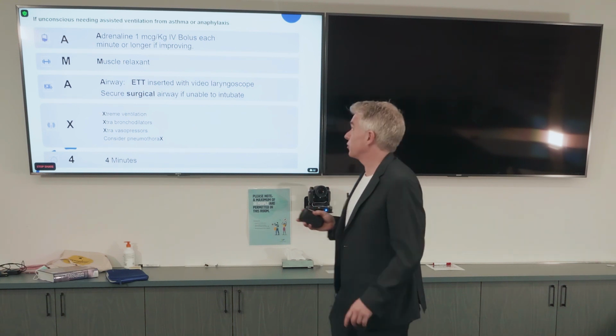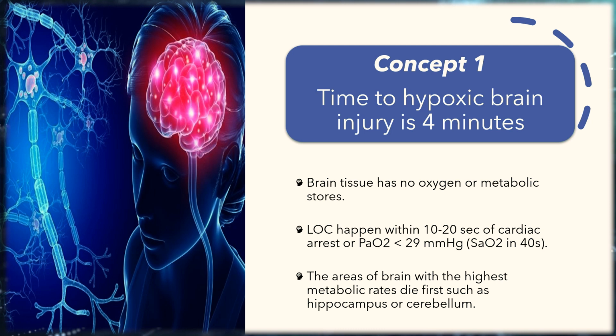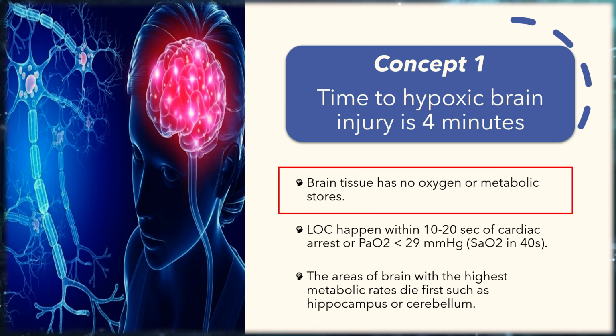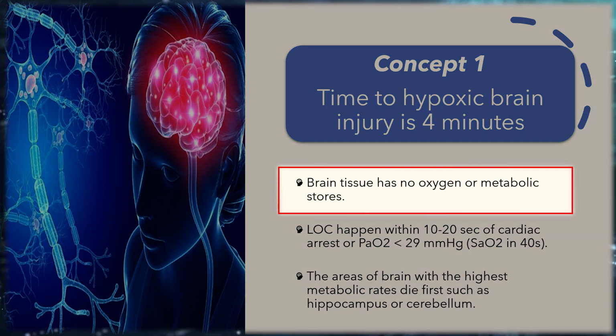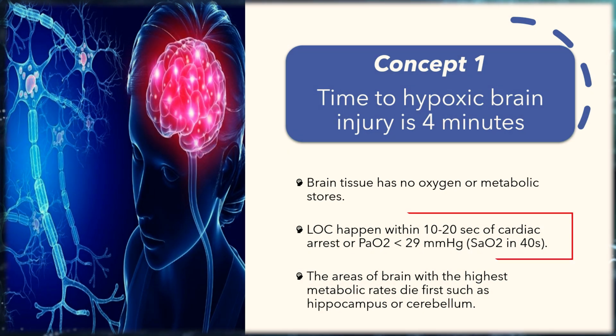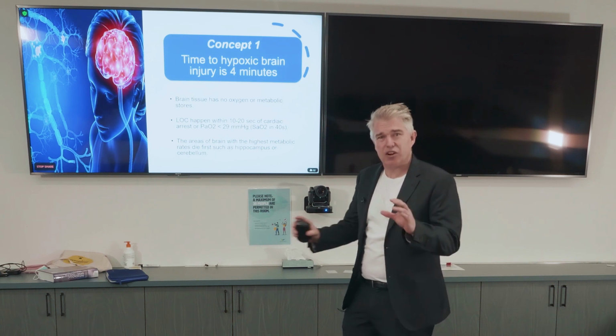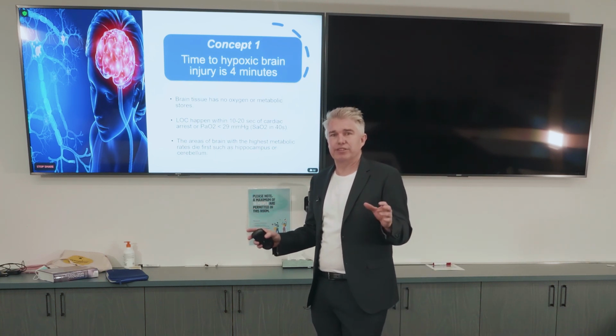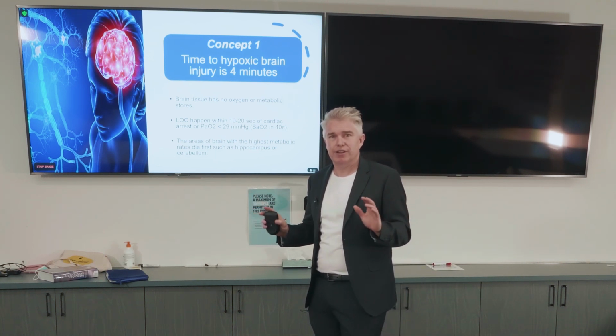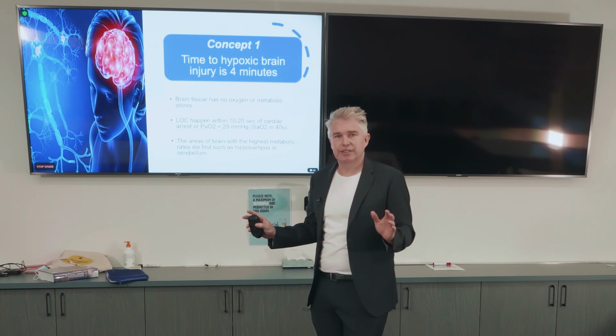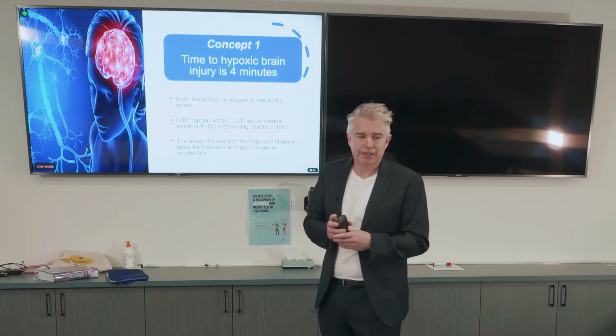Okay, let's get on to the first concept. Concept 1, the time to hypoxic brain injury is 4 minutes. Brain tissue has no oxygen or metabolic stores. Loss of consciousness happens in hypoxic arrest when the PO2 is less than 29, and that corresponds to roughly the SATs in the 40s. So if your SATs are in the 40s, the brain's going to start to die within 4 minutes.